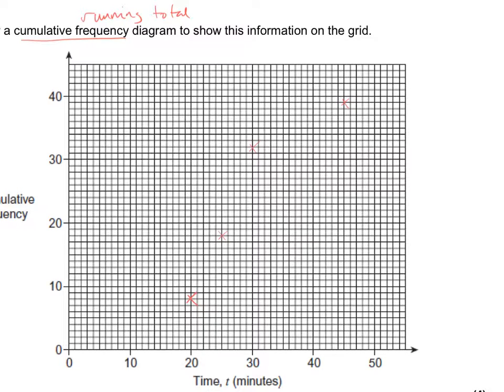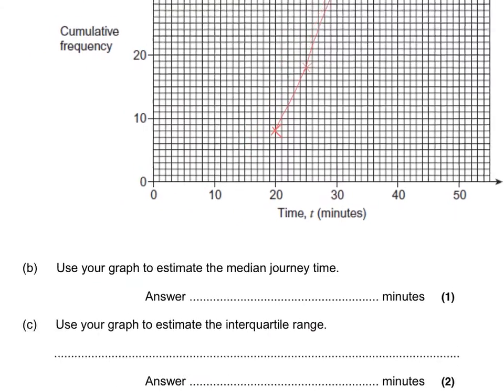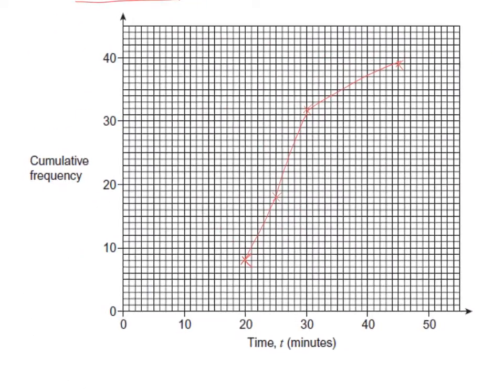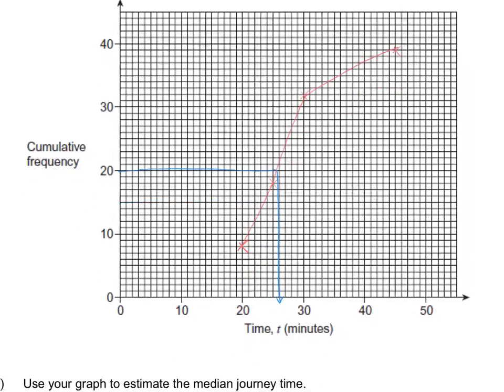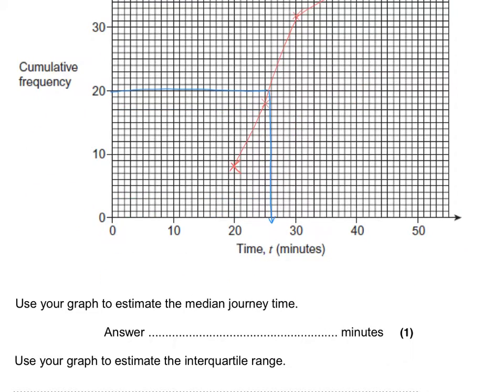You then need to join these up together, so there, and again, that should have been done with a ruler. You were then asked down here to estimate the median journey. So there's 40 altogether. To work out the median, you go from the middle, which would be 20. So I need to see a line coming across from 20 until you hit your graph here, and then coming down and reading off what that value is. So I make that from my graph 26.